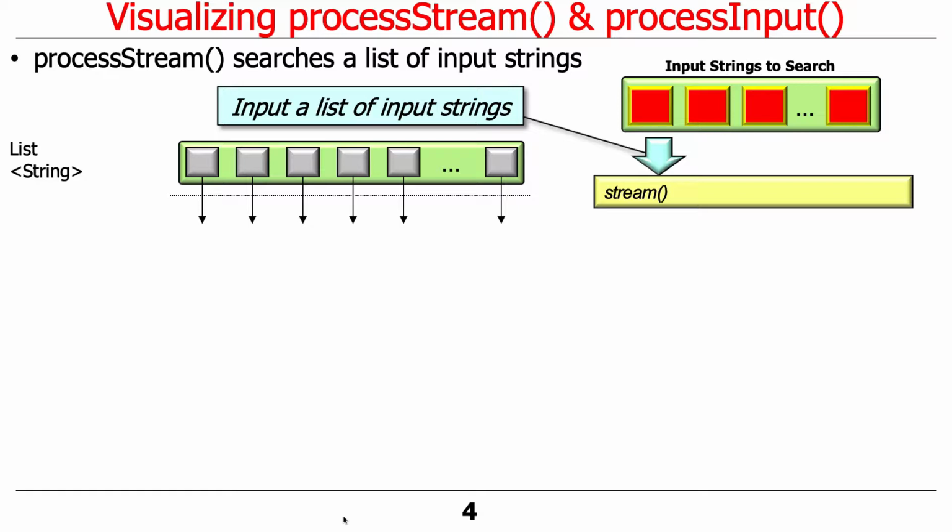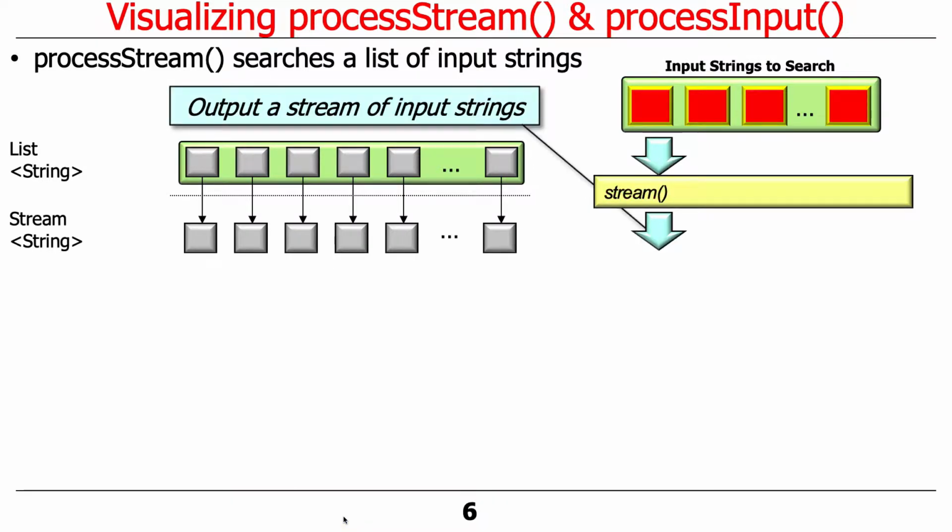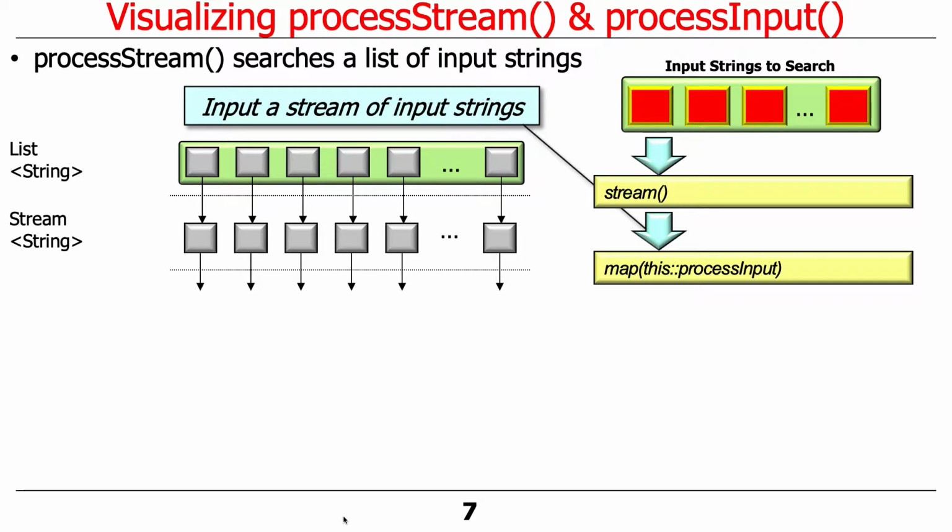We take a list of input strings, which are the works of Shakespeare. We convert that list of input strings into a stream, a sequential stream, of course, of input strings. That outputs a stream of input strings. So you can see we still have strings. We then go ahead and call the map method, passing the stream of input strings into map. And so every input string will go to a different call to processInput.